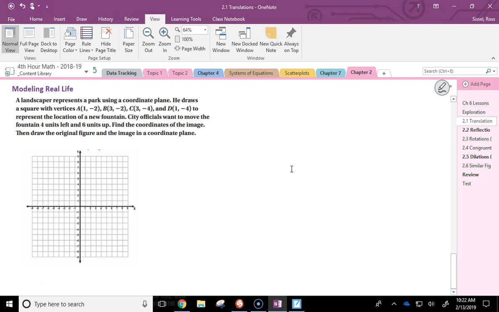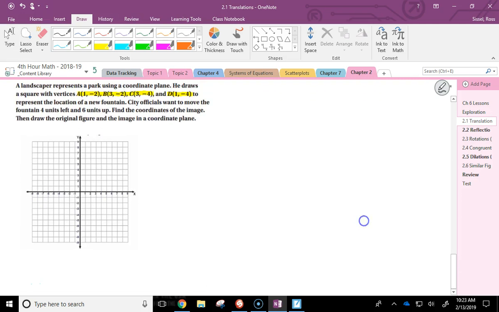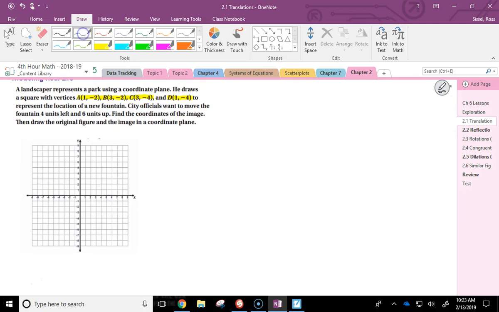He draws a square with vertices A is 1, -2. So here is my point. A is 1, -2. B is 3, -2. C is 3, -4. And D is 1, -4. So I'm going to go ahead and first, let's put those in. So on your foldable, please do this with me.